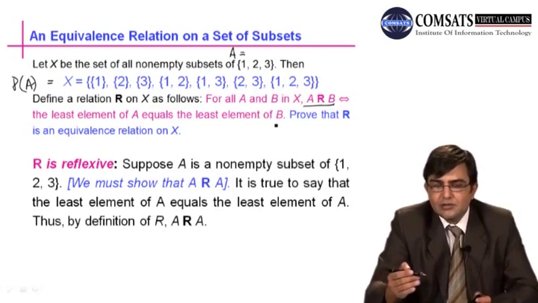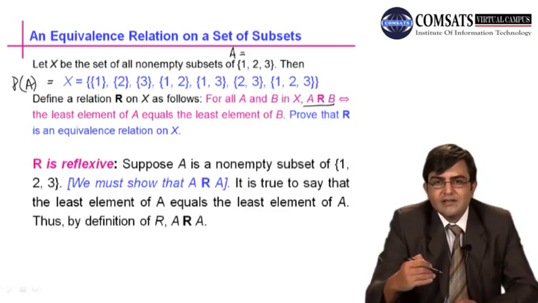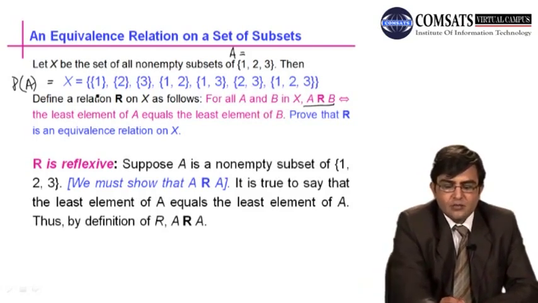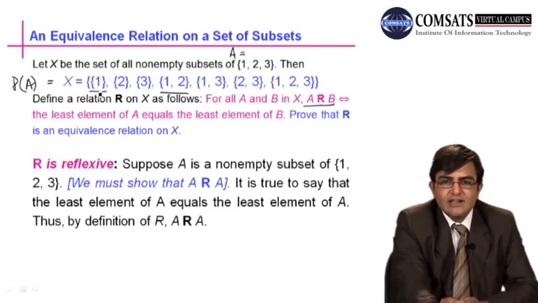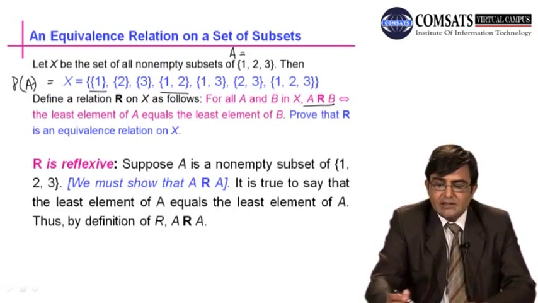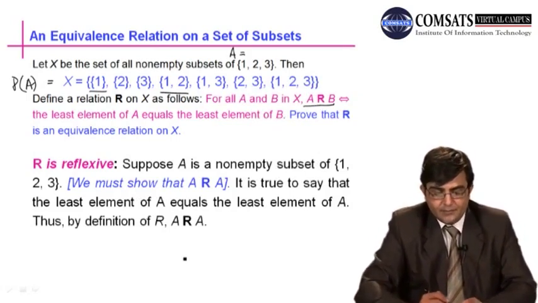Means the smallest element of A will be equal to the smallest element of B. Means if we have these two sets, they are related because in set A the least element, the smallest element, is 1, and in set B the smallest element is also 1. So these two sets are related. This is what the relation R is between the two sets A and B.